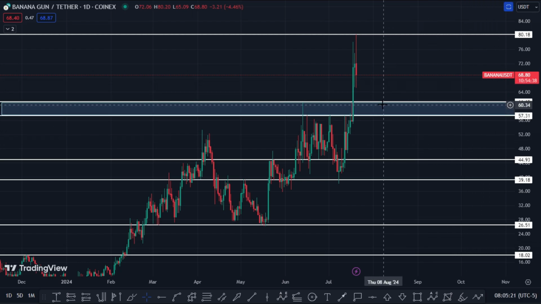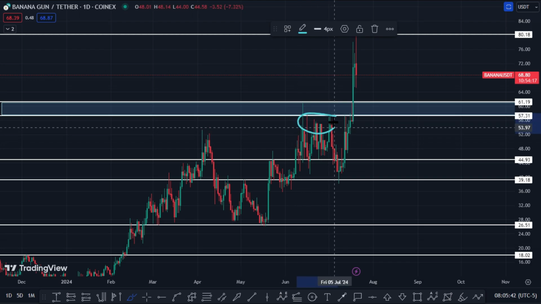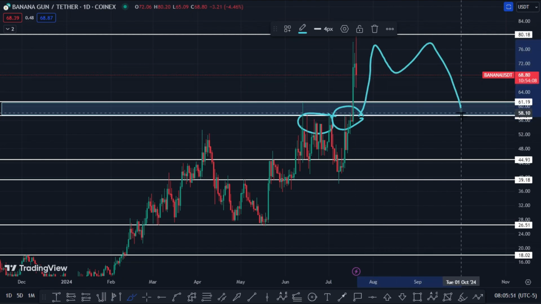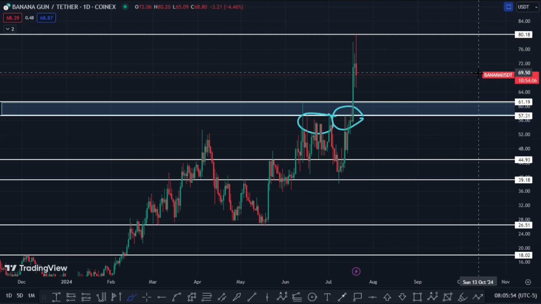And here is a box area. This box area starts from $57 to $61. It is a very important spot zone, because it was previous strong resistance. Here you can see several times price was rejected from this zone, but right now price broke this, and look at this candle. Right now maybe this will be the move. I think so.